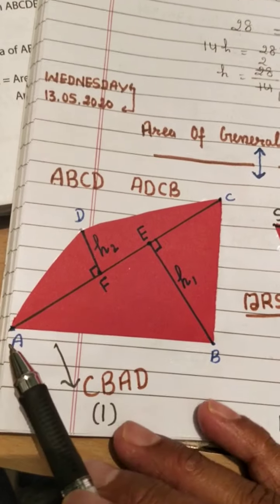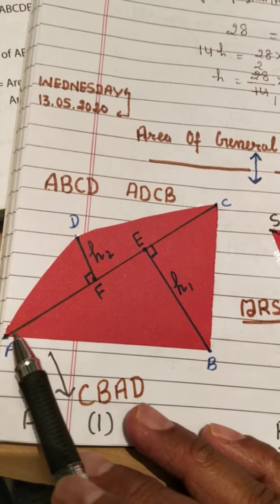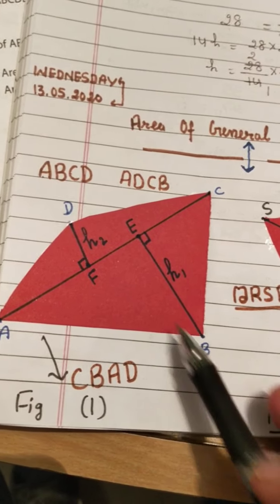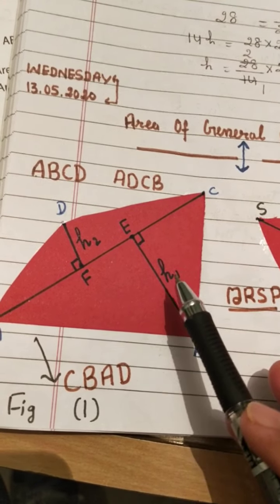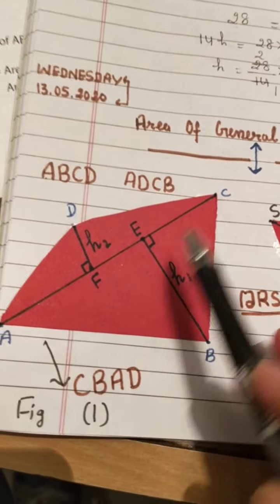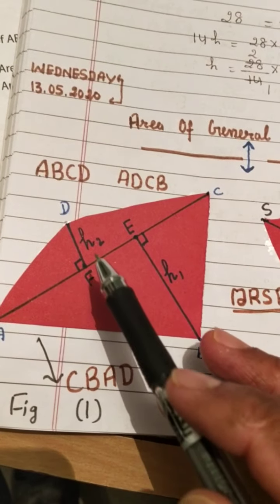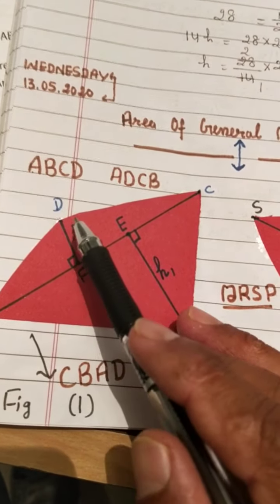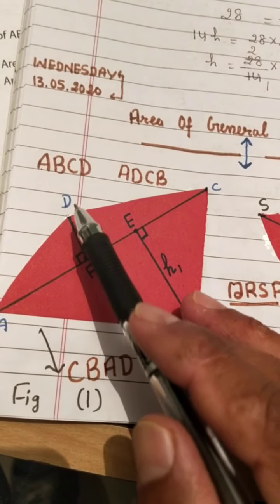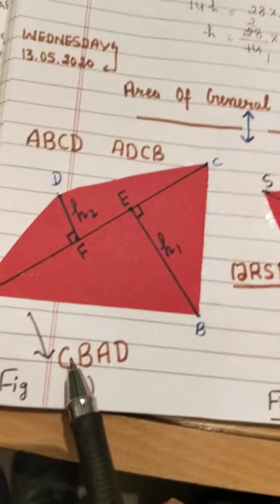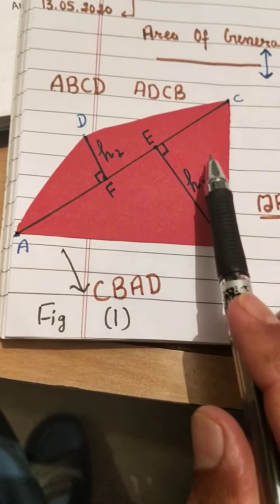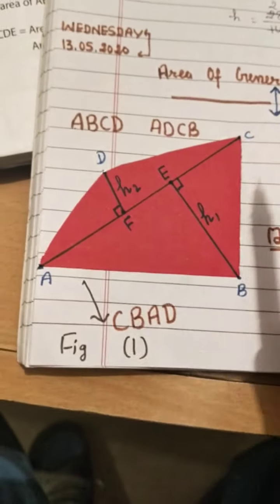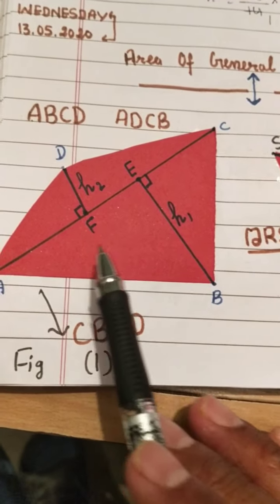After that, we can draw a perpendicular on this diagonal AC. One is BE. This is called your perpendicular H1, or it is also known as height. And second, in triangle CAD, DF is your perpendicular from the vertex D. It is called your H2. So to find the area of quadrilateral ABCD, the area of quadrilateral ABCD is equal to area of triangle ABC plus area of triangle CAD. We can split the quadrilateral into two triangles.